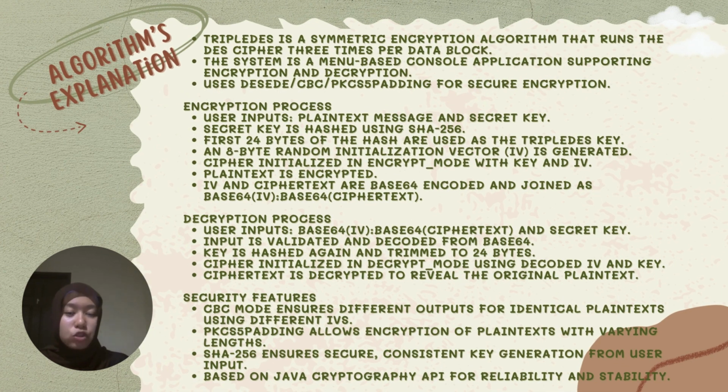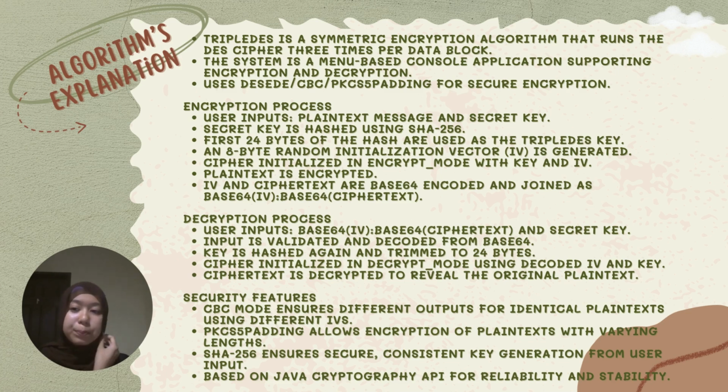Now I'll explain how the Triple DES algorithm is implemented in our system step by step. Triple DES is implemented using the DESede algorithm in CBC mode with PKCS5 padding. The application is a menu-driven console program that allows users to either encrypt or decrypt messages by entering the required input values such as plaintext, ciphertext, and a secret key.